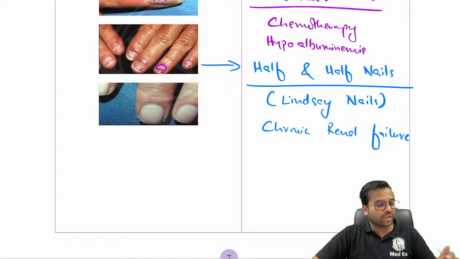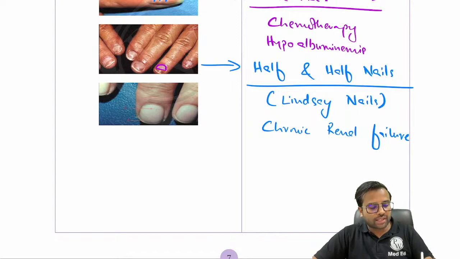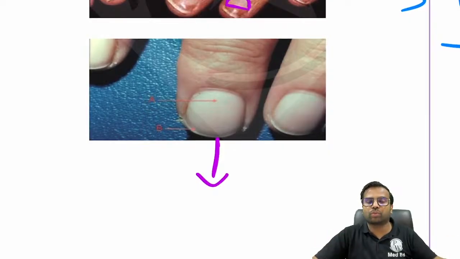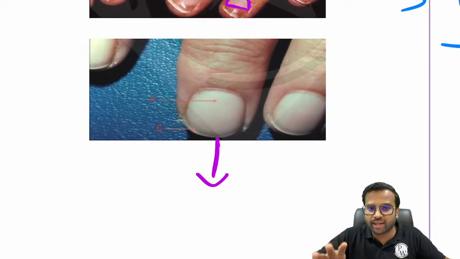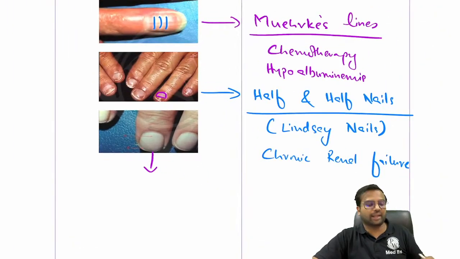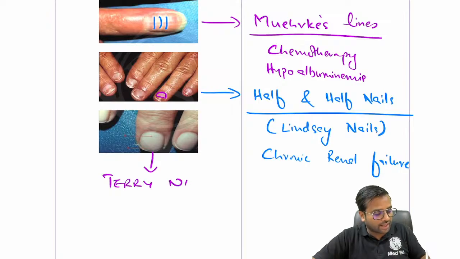Okay? Now see the last image. In the last image, what do you find here? Almost the entire nail, I'll just zoom this for you, has turned white in color, right? So whenever you see something like this, what is it called? Excellent, Pooja. Anyone else who knows the right answer here? Yes, Arjun, Dr. Mondal, Harsh, all of you are answering. Excellent. So this is called terry nails.